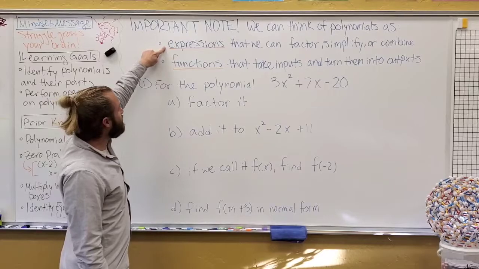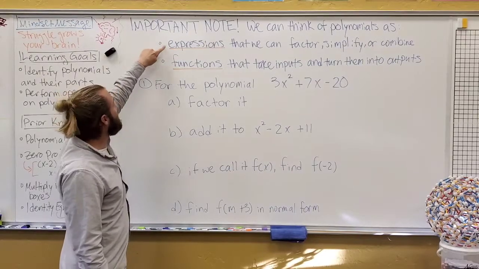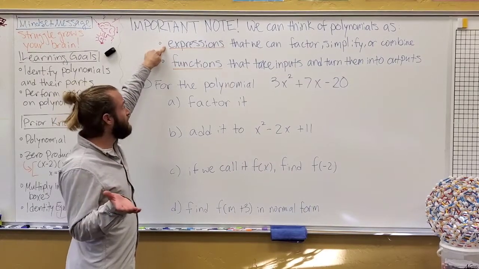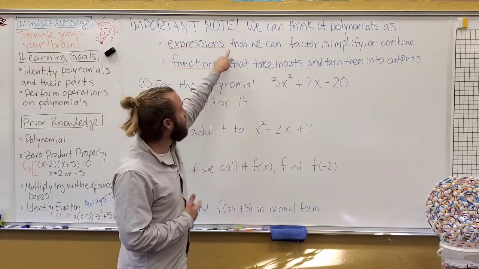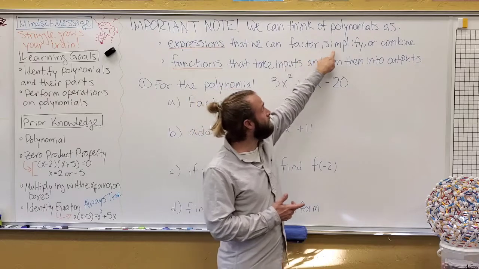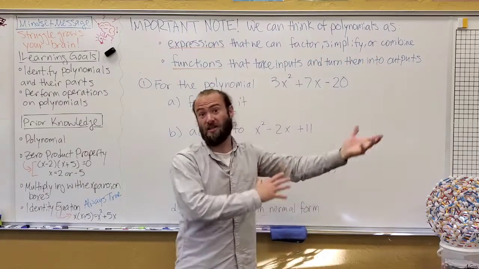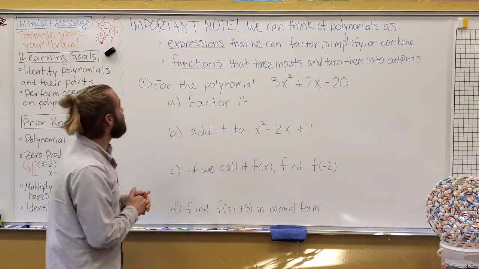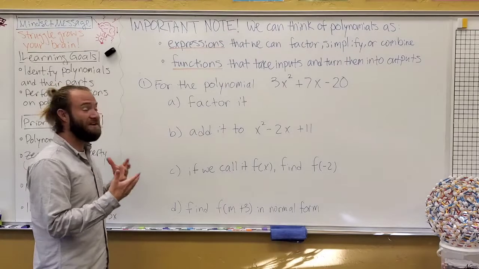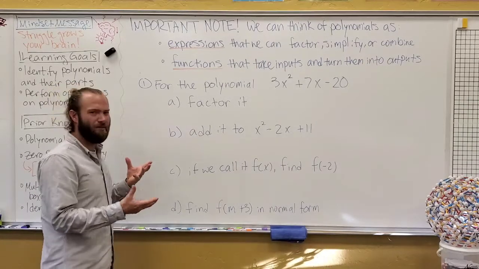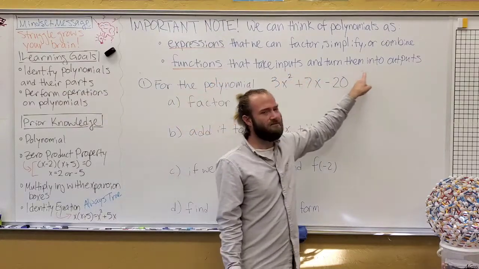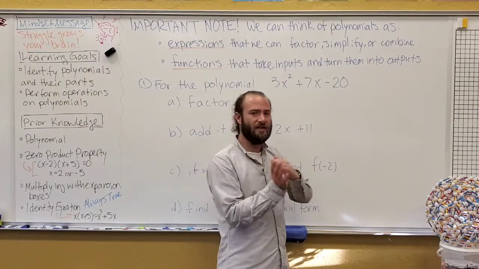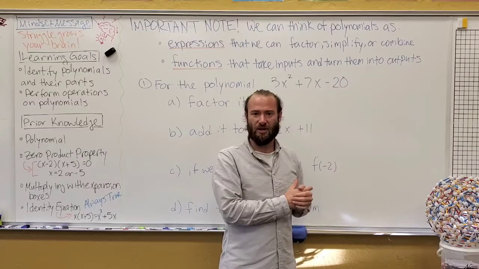The first way, and this is really important by the way, is as an expression. It doesn't necessarily have any particular meaning or connection to something, but we can work with it by factoring, simplifying, or combining it with another polynomial, let's say. But you can also think of a polynomial as a function. And a function, remember, is like a machine. It takes inputs and it applies a rule, and then it turns the inputs into outputs.